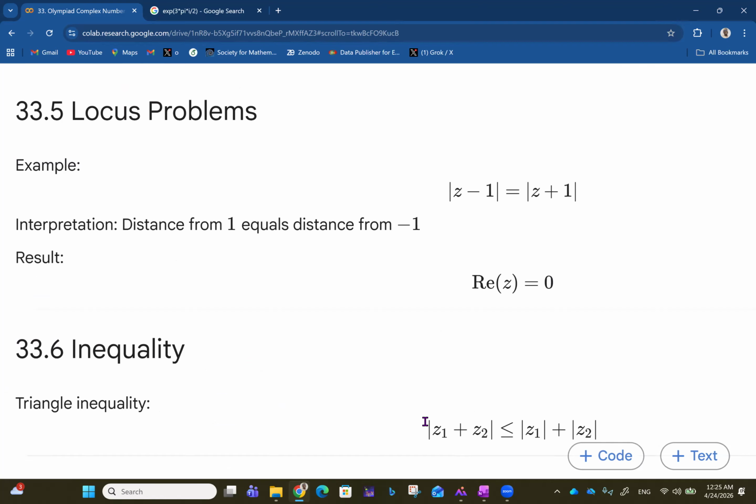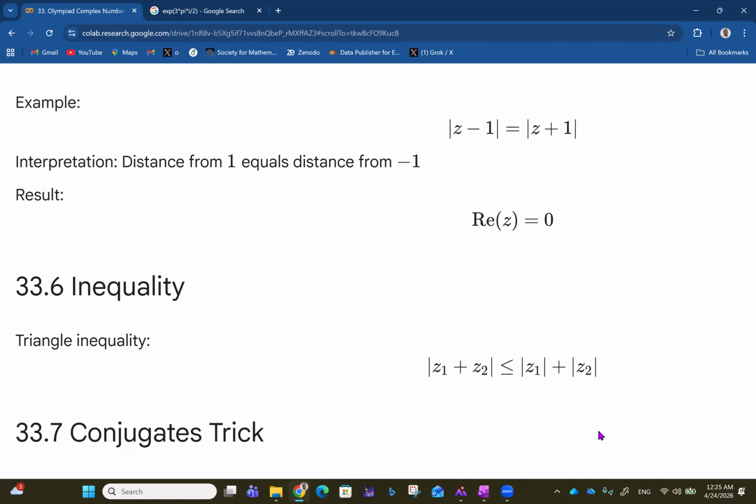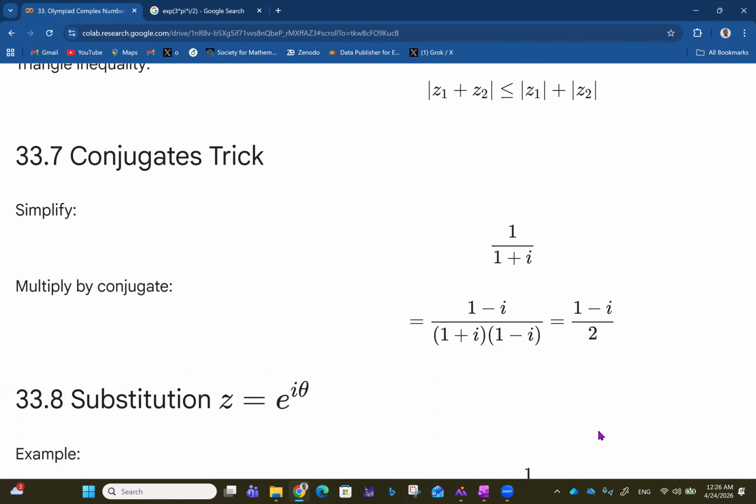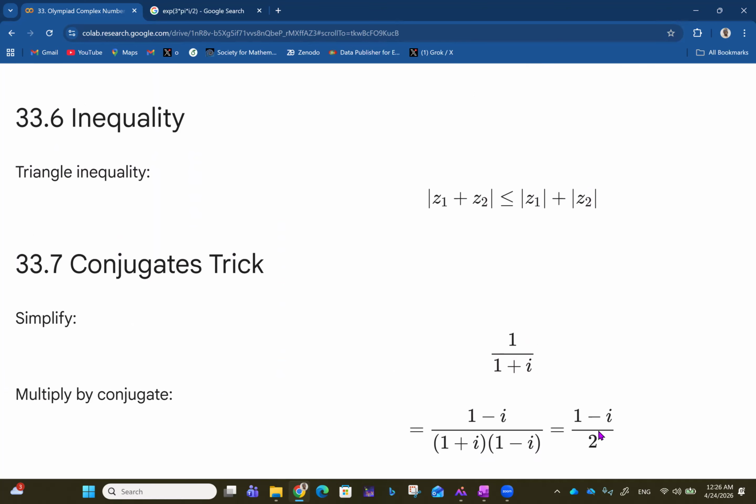Then we move on to the inequality. We have the triangle inequality. Absolute value of z1 plus z2 is less than or equal to absolute value of z1 plus absolute value of z2. I think I proved this previously, but in one of these three videos that are ending this playlist, I think the next one will be talking about proof-based problems.